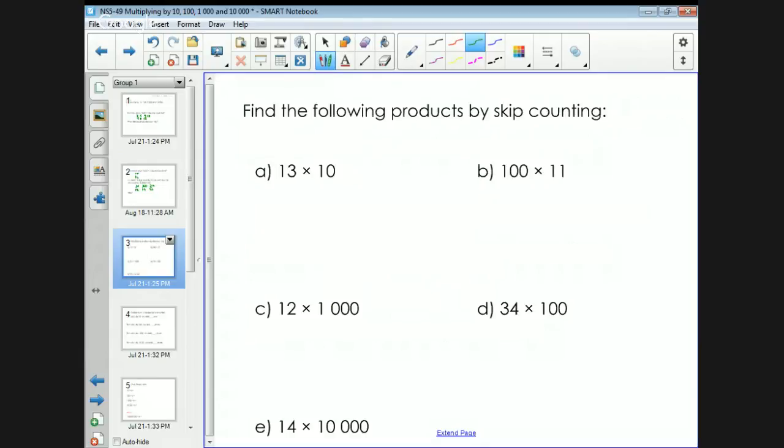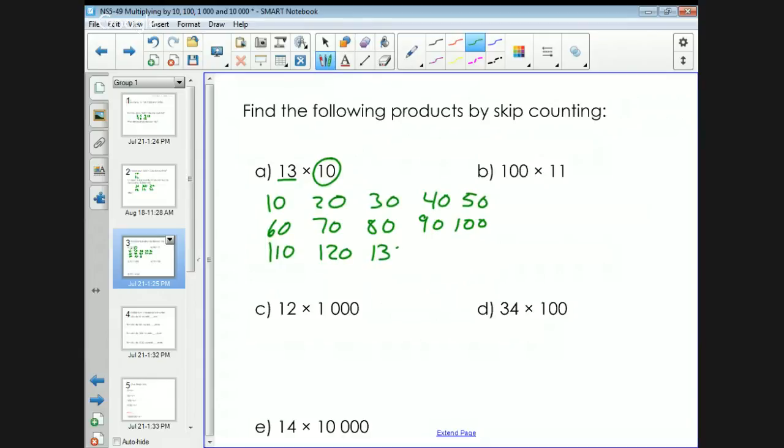Keeping that in mind then, 13 times 10, I'm not going to count by 13s. It's easier to count by 10s. So I'm going to count by 10s 13 times. 10, 20, 30, 40, 50, 60, 70, 80, 90, 100, 110, 120, 130. If you look closely, the number 13 is in the number 130. And there's 1 0 in the number 130, just like there's 1 0 in the number 10.